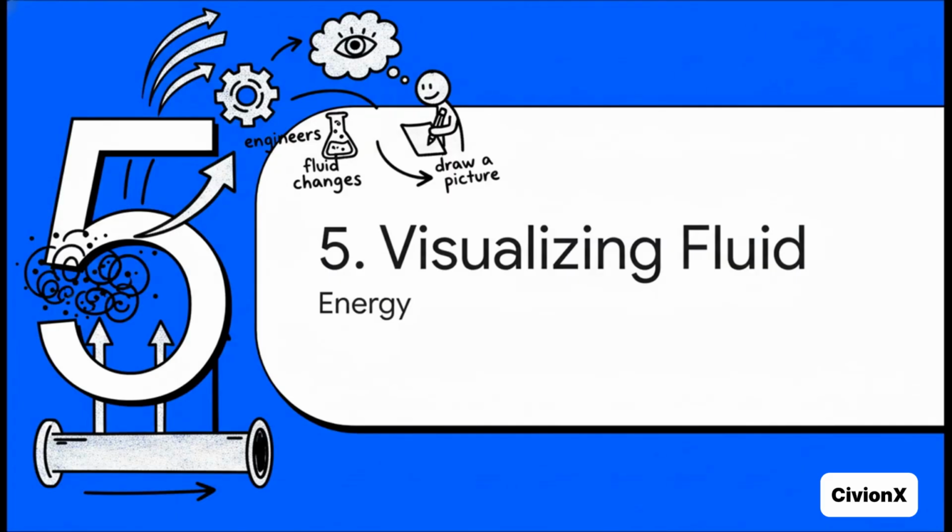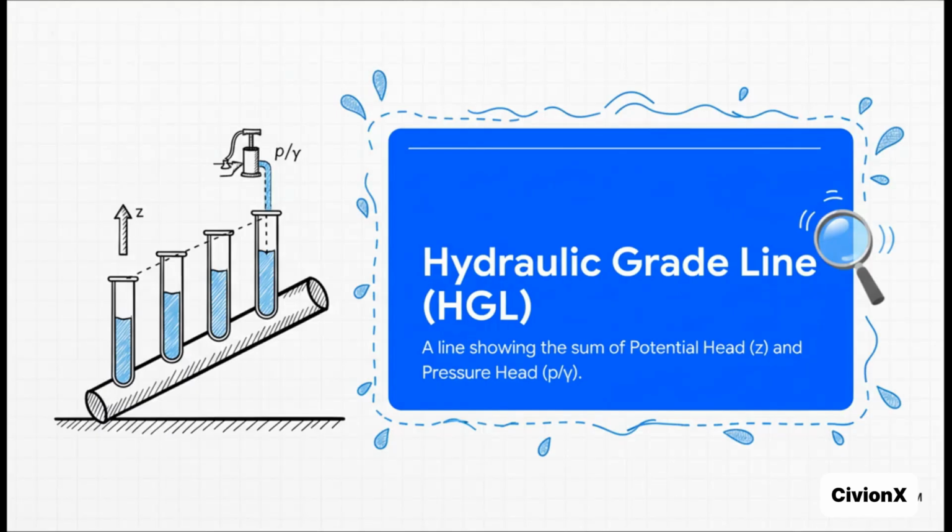So measuring energy is one thing, but to really get a gut feeling for what's happening along an entire pipe, engineers came up with a way to visualize it. Let's take a look at how you can actually draw a picture of a fluid's energy. First, we have something called the hydraulic grade line, or HGL. Just think of this line as showing us the combined potential and pressure energy at any point. The easiest way to picture it is if you could stick a tiny open-topped straw into the pipe. The HGL is the level the water would rise up to inside that straw.